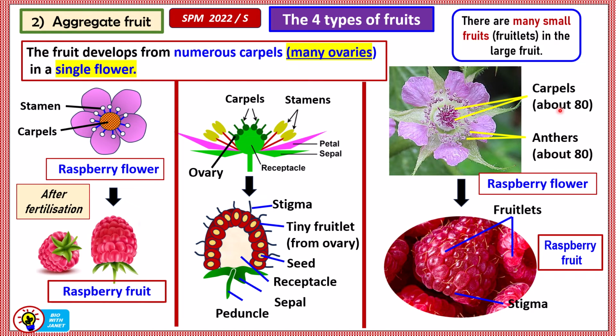There are 80 carpels, that means about 80 ovaries here. Each one develops into a fruitlet after fertilization. And then it forms the fruit. And then the petals will wither and fall off. Okay? So remember, for the aggregate fruit such as the raspberry, the fruit develops from numerous carpels with numerous ovaries, or many carpels with many ovaries, but is from a single flower. Okay? A for a single flower with a group of ovaries.